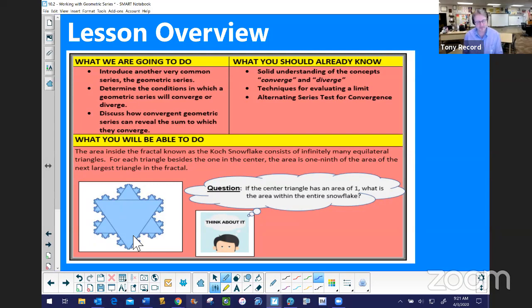kind of working with the famous fractal, Koch's snowflake, which consists of infinitely many equilateral triangles. For each triangle besides the one in the center, the area is always 1/9 of the area of the next largest triangle in the fractal. So if the center triangle right here had an area of 1, what would be the area within the entire snowflake? The snowflake that continually morphs itself and adds more triangles around the edges. You can actually do that. It actually has a solution.